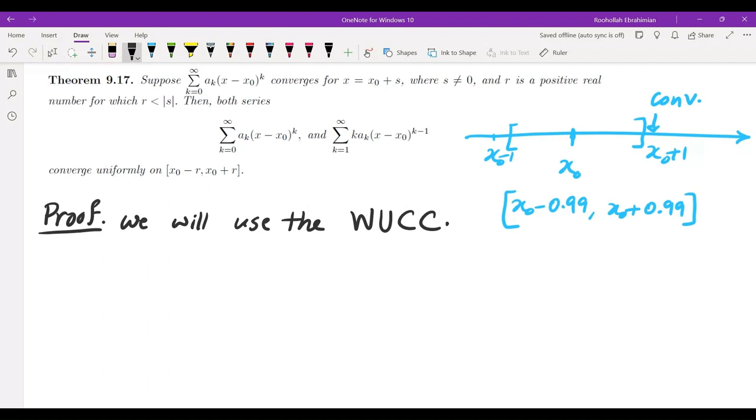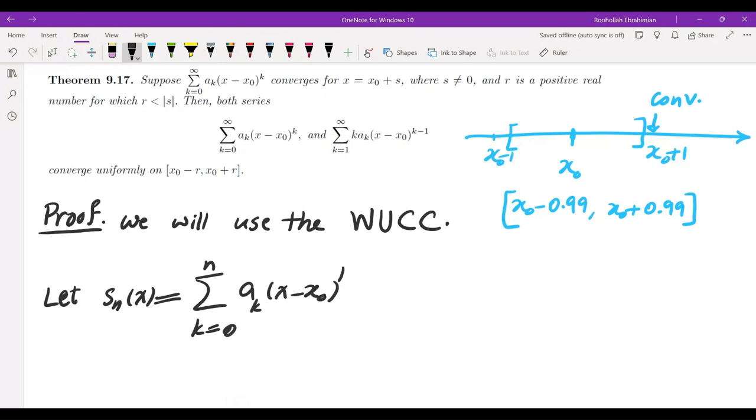Okay, so how do we do that? What we need to do is show that the difference of the partial sums is going to be uniformly convergent, or uniformly Cauchy. So take the partial sums and call them Sn. Let this be the sum k equals 0 to n of ak (x minus x naught) to the power of k.